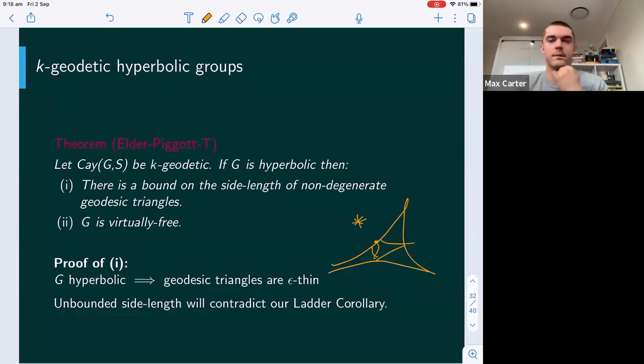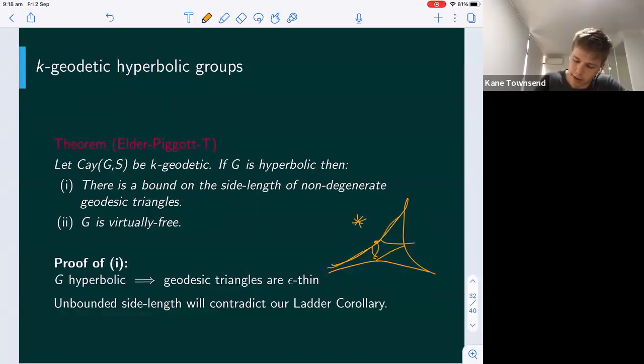So if we assume that this side is arbitrarily long, then one of these halves is arbitrarily long, and then we would get sides that are epsilon close, which would build us a geodesic ladder. That would contradict our ladder corollary. So that's nice, because what that tells us is there's actually a finite number of non-degenerate geodesic triangles, because we've got a finite generating set and a finite side length.